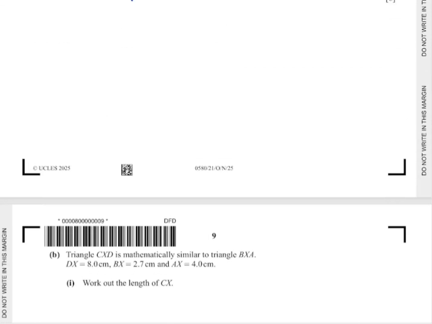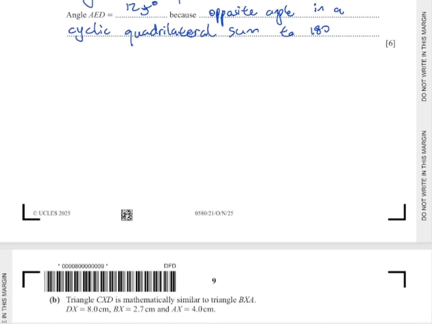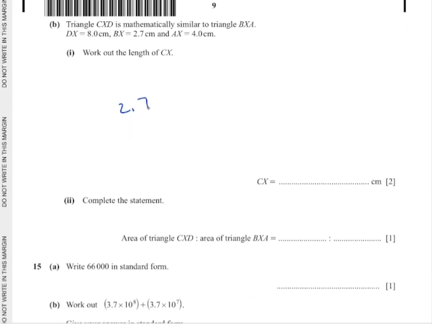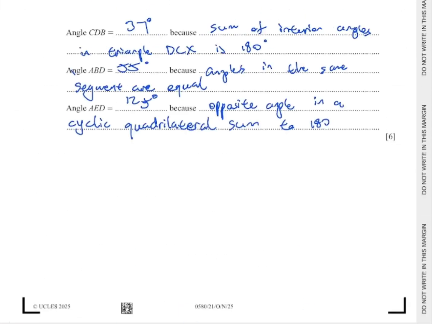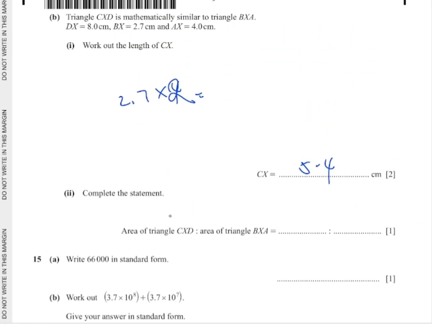Work out the length of CX. Where is CX? So here CX is a 2-to-1, so CX will be 2.7 times 2 equals 5.4. Complete the statement. Area of triangle CXD to area of triangle BXA ratio. We know that the area ratio is the square of the ratio of side lengths. So it would be 4-to-1.